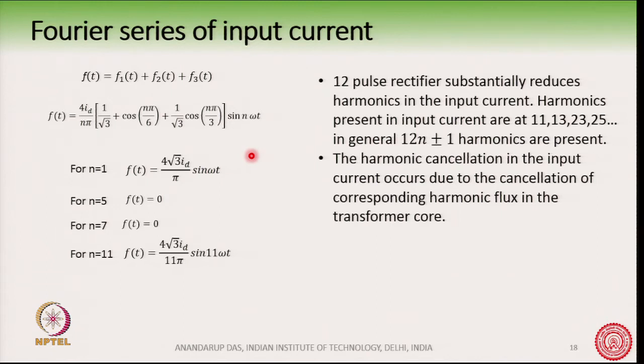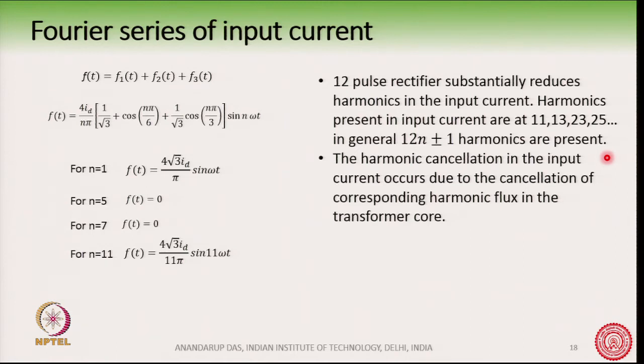Now, for n equal to 11, if you put n equal to 11, you will get another value. So this means that the harmonics present in the input current are at 11, 13, 23, 25 and in general 12n plus minus 1 harmonics are present. So, the 5th and 7th harmonics are totally absent.